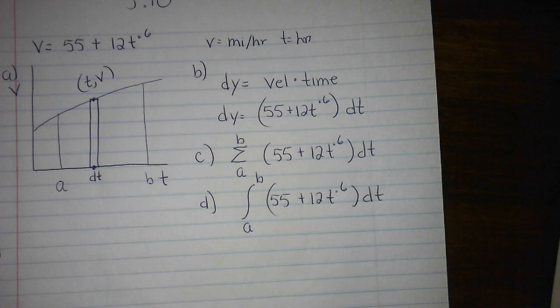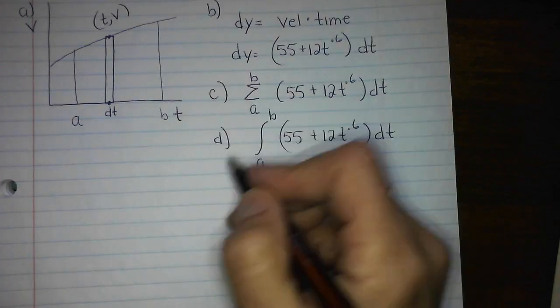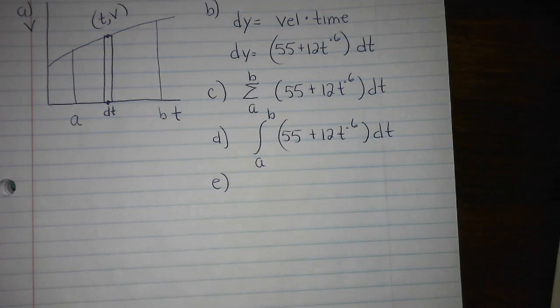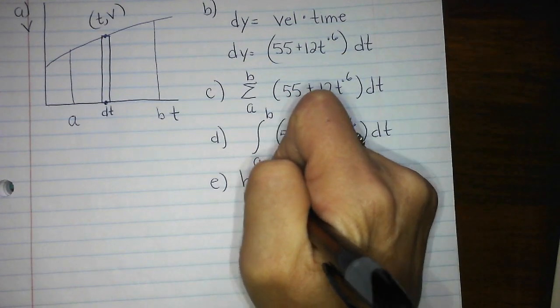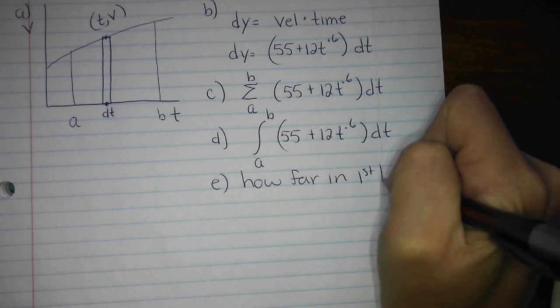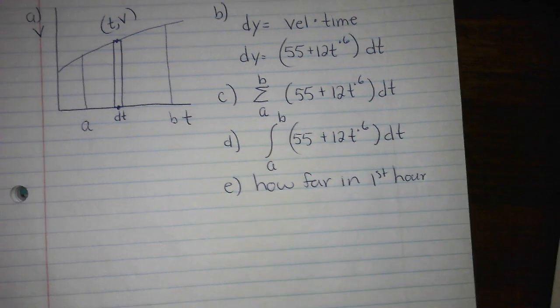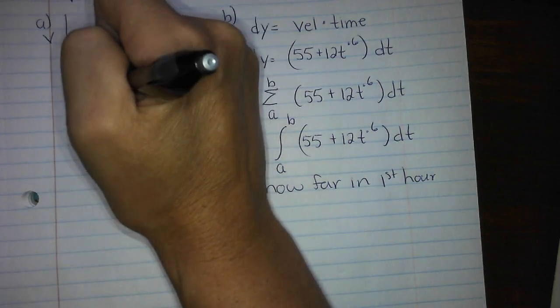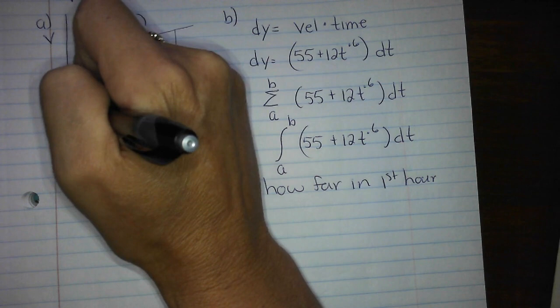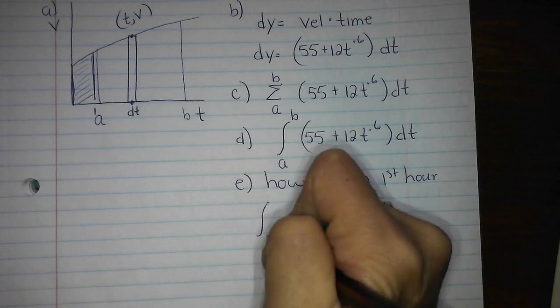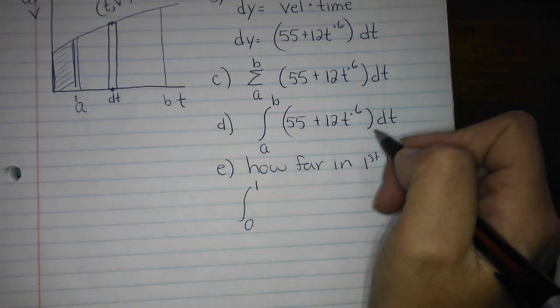Okay, now here's the real question. Now that you've got your integral, part E says, how far did you travel in the first hour? Well, if you think about it, that's the area under the curve from time 0 to 1. That area will be the distance, because velocity times time is distance. So we're just going to go 0 to 1 of this equation.